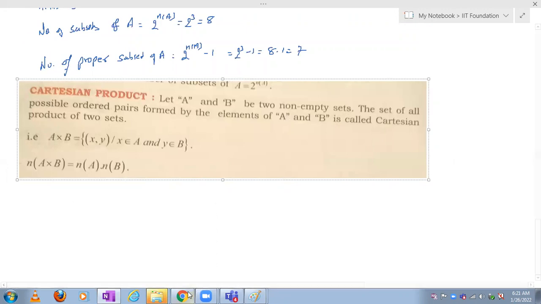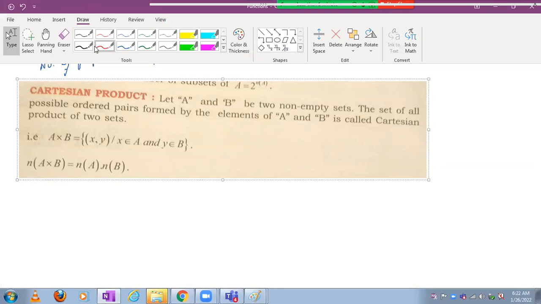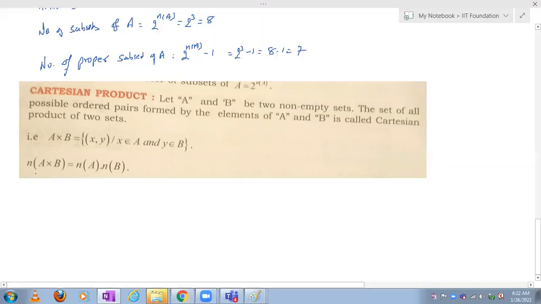Cartesian product means what? Suppose there is a set A. Set A is there, that is 1, 2, 3. There is a set B.